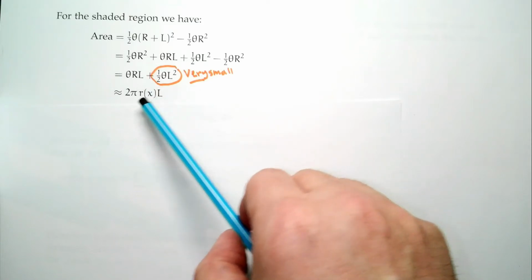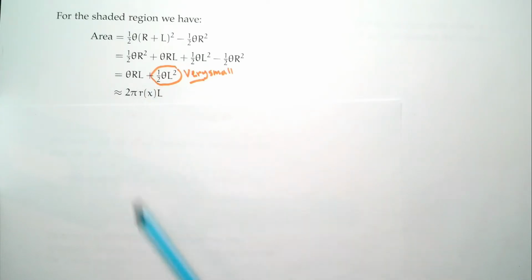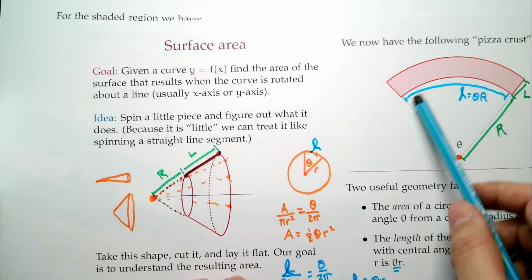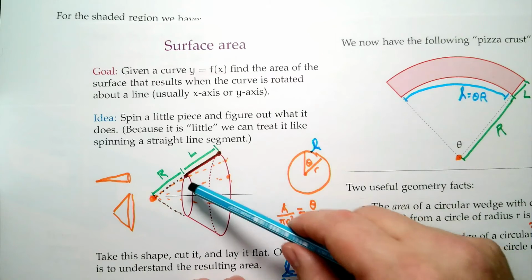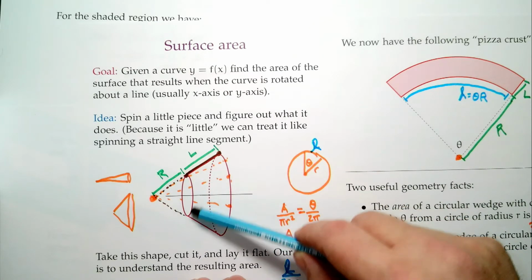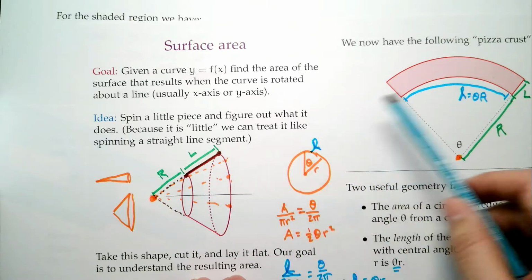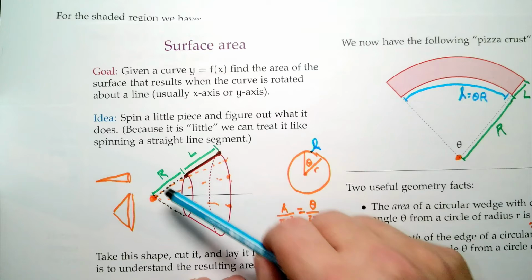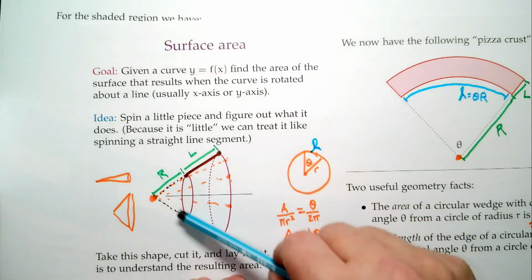Well, the L comes there, 2 pi r of x. Where is that coming from? So let us step back to our picture here. This length right here came from this part of when we unfolded it. It came from this circle. So even though it's part of a bigger circle, it also can be thought of as a part of this smaller circle here.